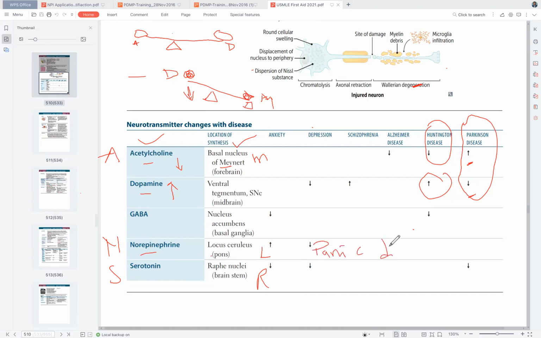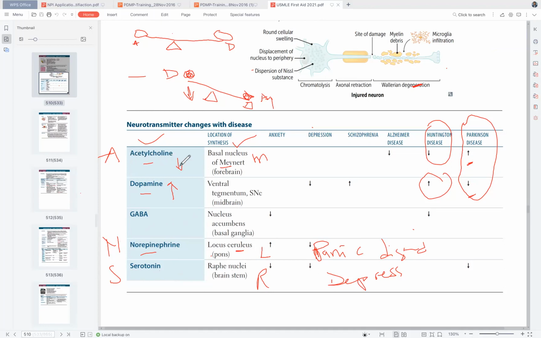Panic attack. Yeah, because there are a lot of panic disorders. All the panic disorders affect the locus coeruleus. Serotonin affects depression, right? So if somebody has depression, it is serotonin and it's the raphe nucleus. If someone has panic disorders, it is going to be the locus coeruleus and it's norepinephrine.